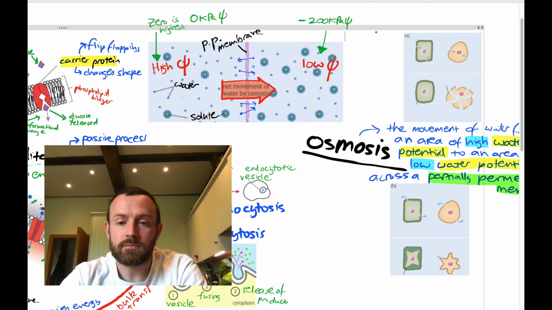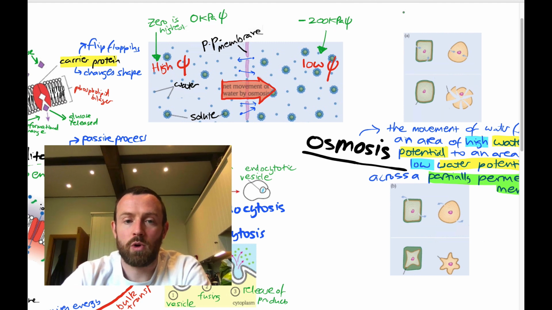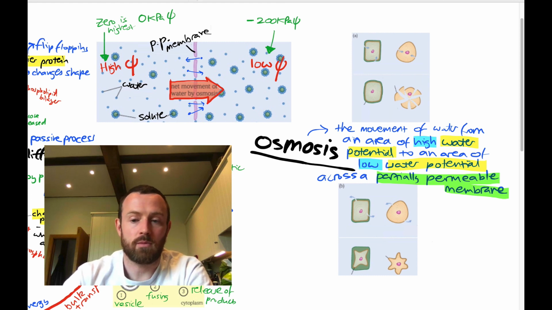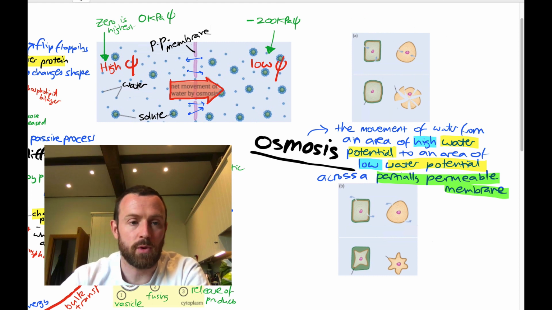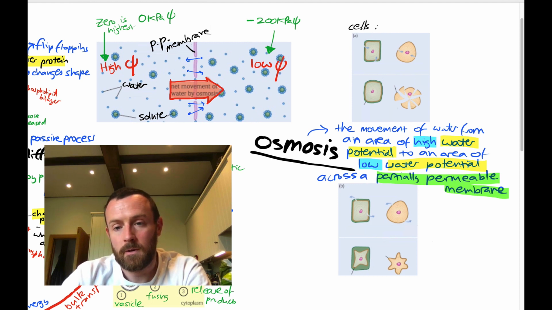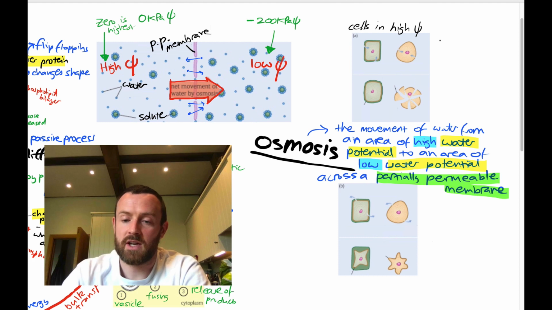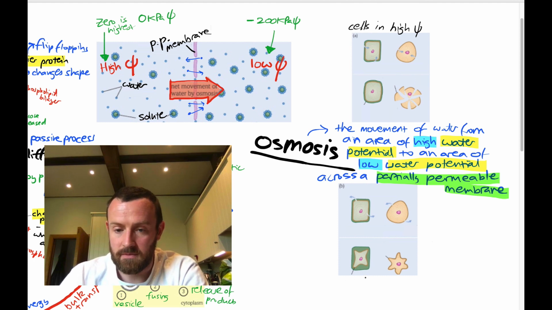Okay, so that is that. Now, what about cells and osmosis? Well, we're going to look at two consequences when you put cells in different solutions. So this is cells in high water potential, and down here, cells in low water potential.